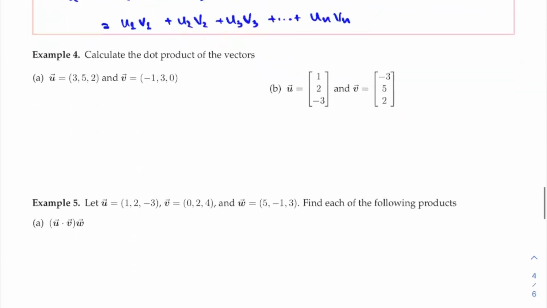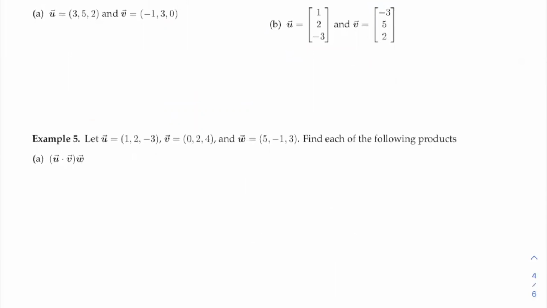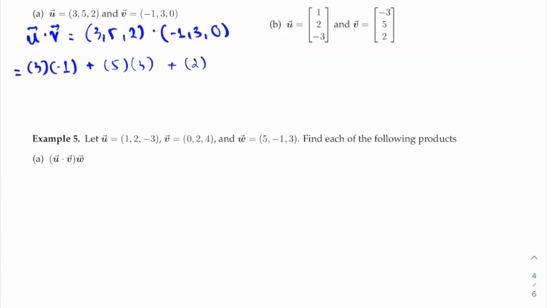All right, now let's take a look at the following calculations. In example 4, you have two vectors, one in row form and part B in column form. We're going to perform the dot product of the two vectors. So u dot v is equal to (3, 5, 2) dot (-1, 3, 0). That is equal to 3 times -1 plus 5 times 3 plus 2 times 0. This gives me -3 plus 15 plus 0, equal to positive 12. Because it's a positive number, the angle between the two vectors is going to be an acute angle.